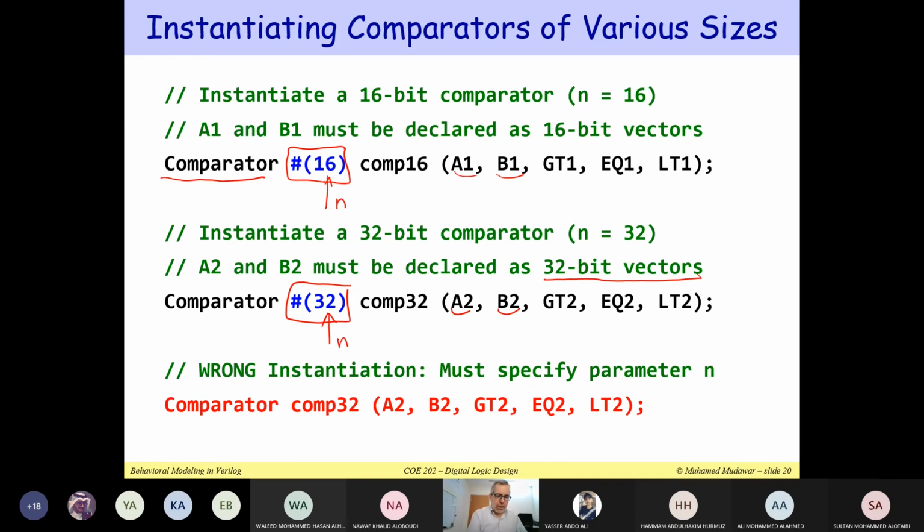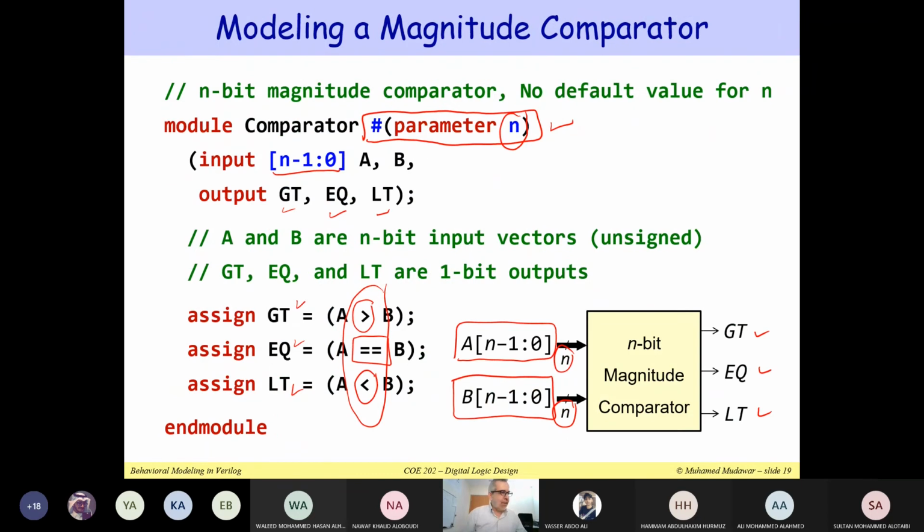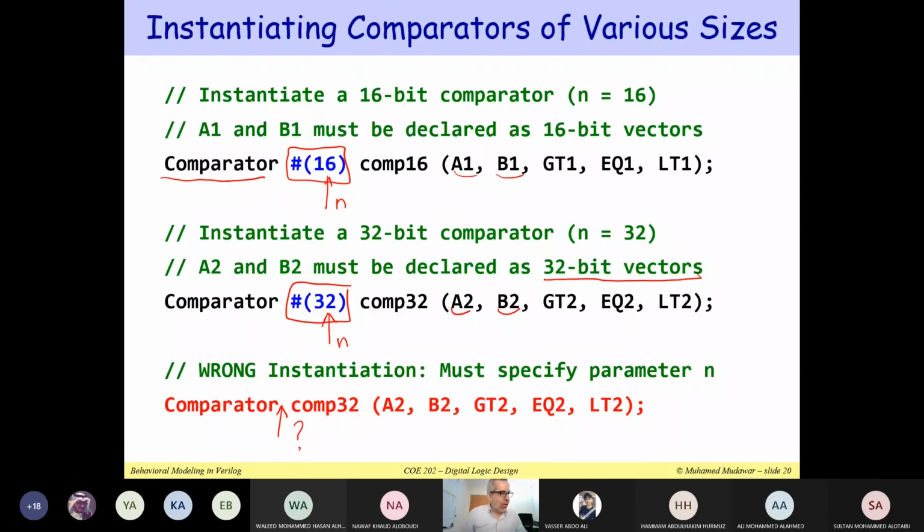Now, if you instantiate a comparator without specifying n, then you get here the error message from the compiler. It will tell you what is the value of n. Now, there is no default value. We did not specify any default value for n. So therefore, the compiler will not really know what's the value of n. So here, this will be a wrong instantiation. You must specify the value of n if there is no default value.